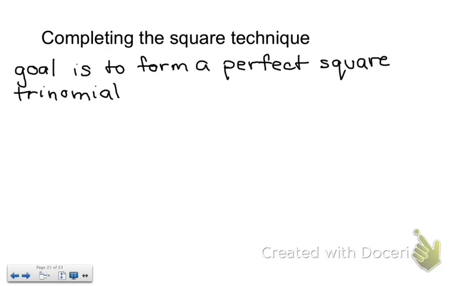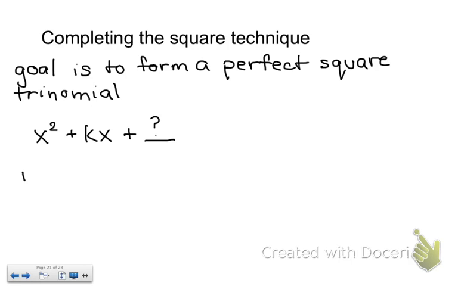Now, the time that you're going to want to complete the square is when you have x squared plus kx. So you're going to have a degree 2 term and a linear term. Okay? And our goal, in order to form a perfect square trinomial, is going to be to find this missing constant that we need to add on.